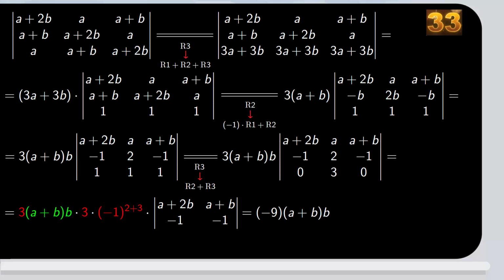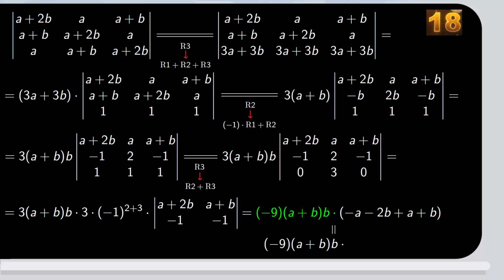This is times a plus b, b. Then we just have this determinant left. a plus 2b times -1 is minus a minus 2b. Now, -1 plus a plus b. We're left with -9 times a plus b times, well, the minus a plus a cancel, and -2b plus b is minus b. So we get 9 times a plus b, and b times b is b squared. And that's the result of the determinant we started with.